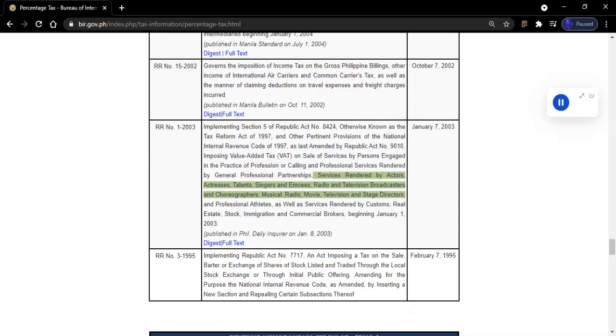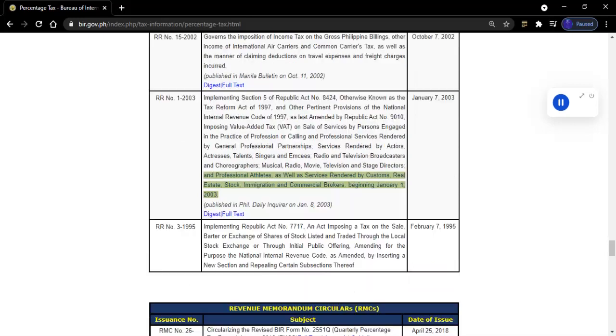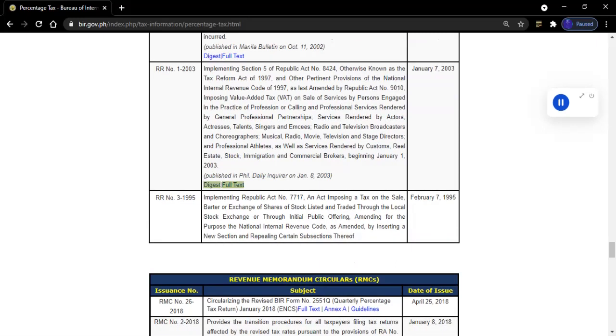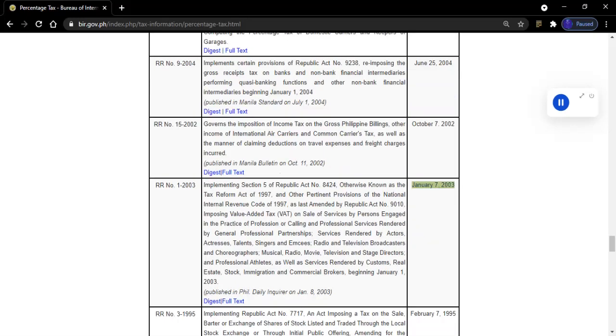Services rendered by actors, actresses, talents, singers and MCs, radio and television broadcasters and choreographers, musical, radio, movie, television and stage directors, and professional athletes, as well as services rendered by customs, real estate, stock, immigration and commercial brokers beginning January 1, 2003. Published in Phil. Daily Inquirer on January 8, 2003. Digest, full text. January 7, 2003.